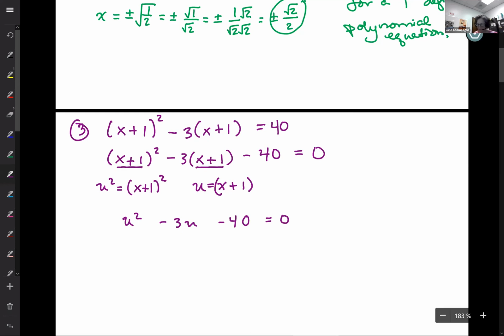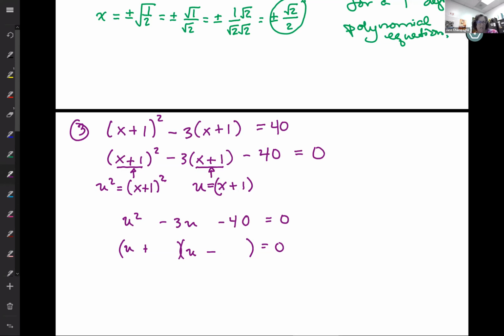Just replacing the middle parenthetical with u, and then that parenthetical squared with u squared. So then this should factor into u and u minus 40, so the signs have to be different. So two numbers that multiply to give you 40 whose difference is 3.